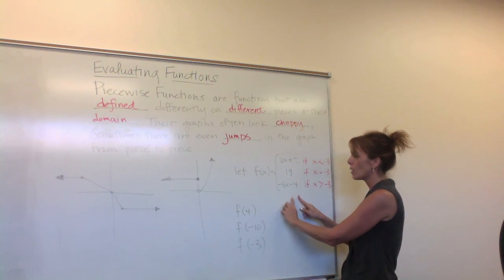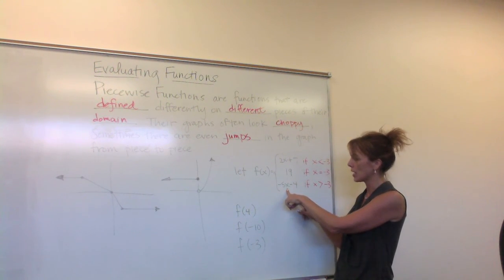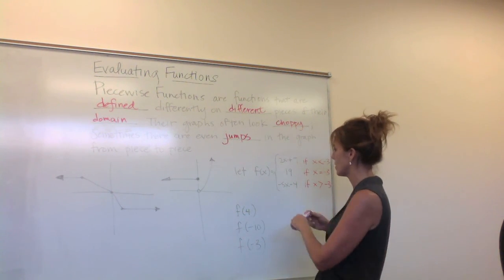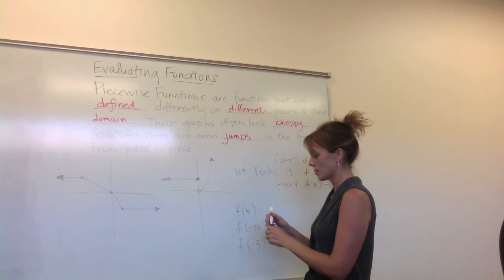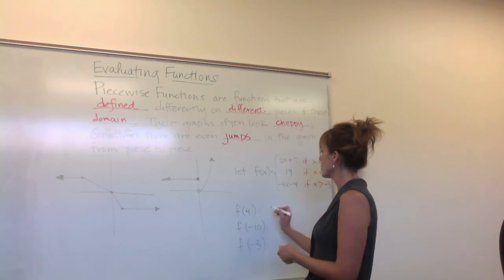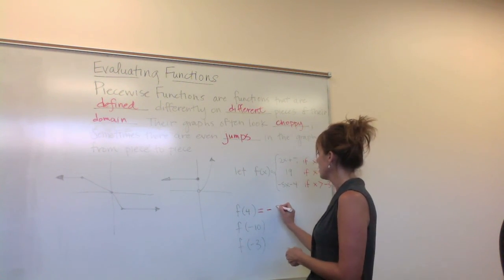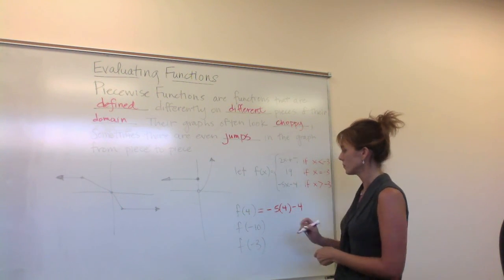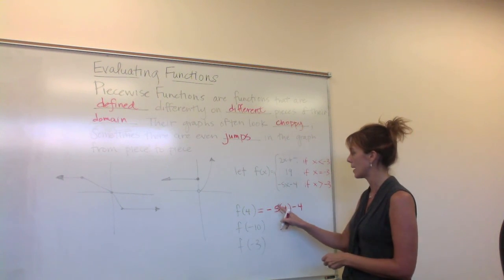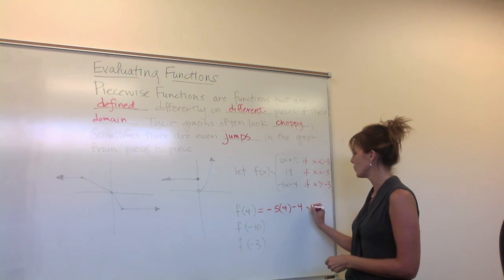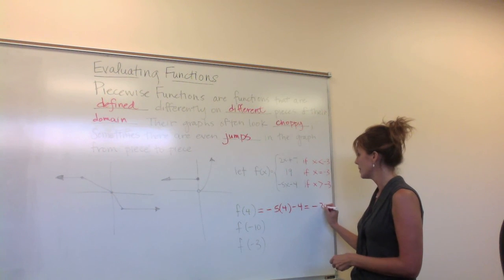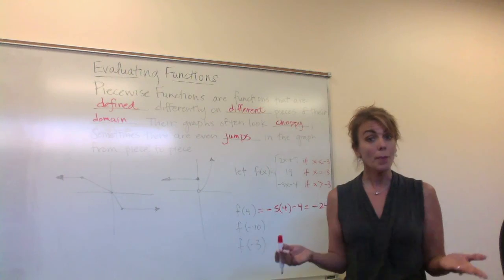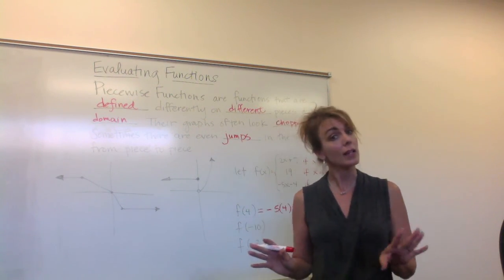All right, so now what I want to do is substitute that 4 in right here for this x, and then I can evaluate. Okay, so f of 4, this is a bad marker. f of 4 is equal to negative 5 times 4 minus 4. Okay, so let's evaluate this. This would be negative 20 minus 4, also known as negative 24. Okay, not bad, not bad. When you break it down like that, it's not so bad.